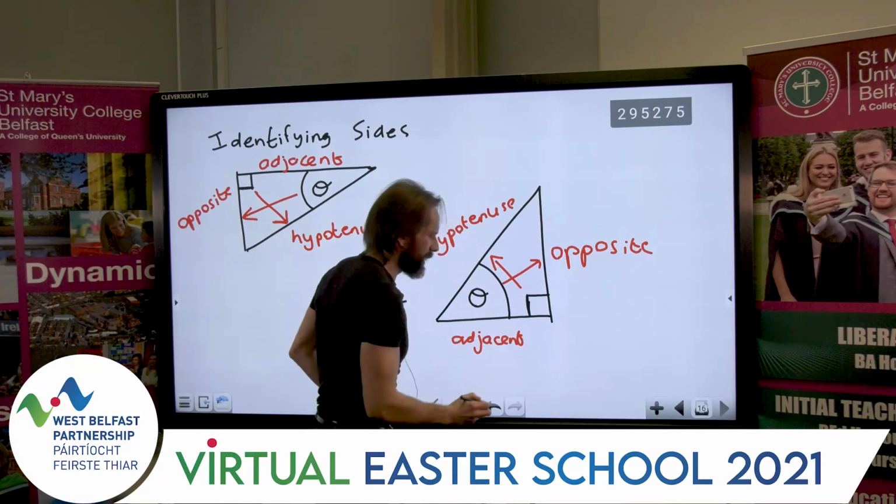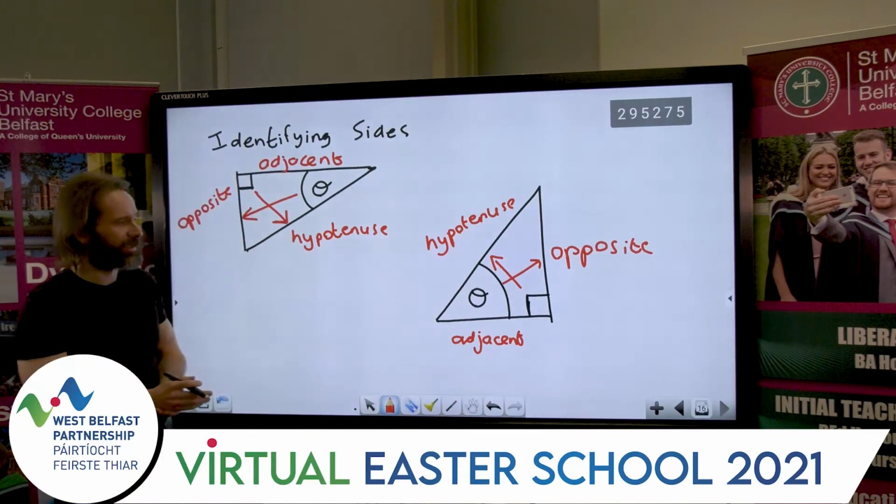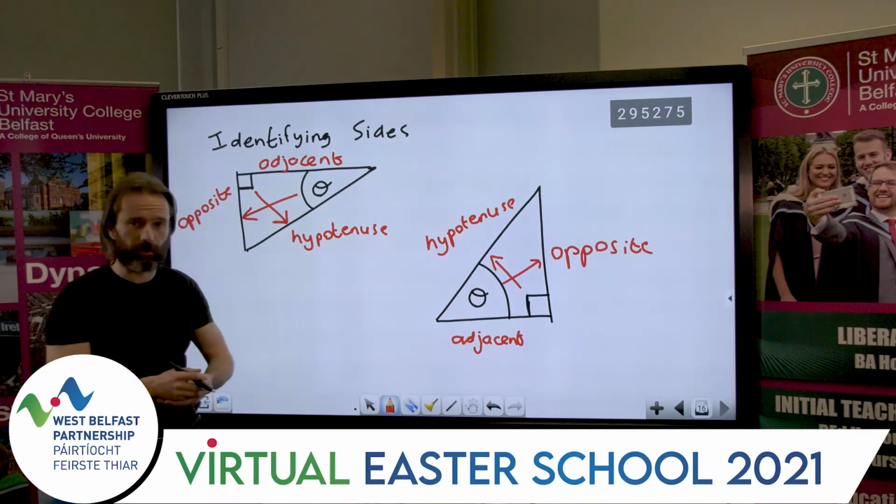So now being able to label the three sides within a right-angled triangle, we're going to look at some questions on how to find the missing length of a side in a right-angled triangle.